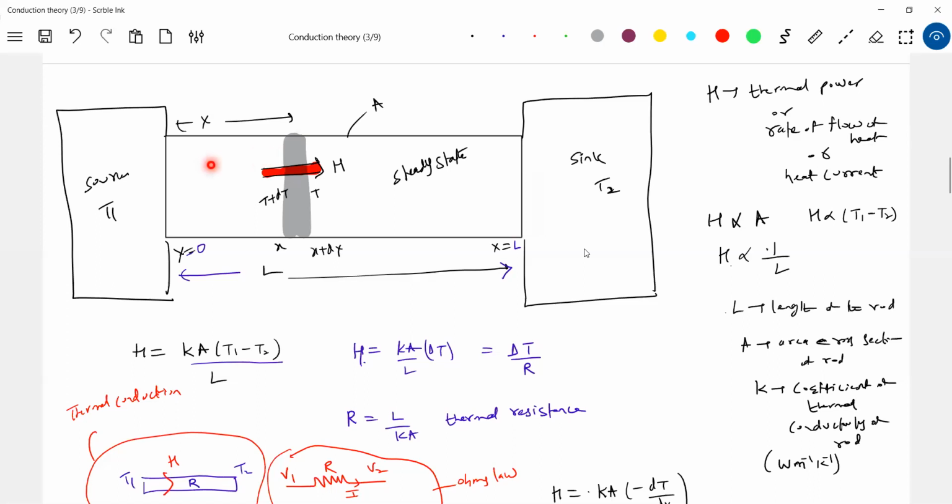Atoms don't move. Atoms will be there only. They'll be vibrating, and due to that vibration, the energy will get transferred. Electrons transfer energy in the form of kinetic energy. So in fact, the electron will be going like this, and it will be like this. So try to imagine. This imagination is very, very important.